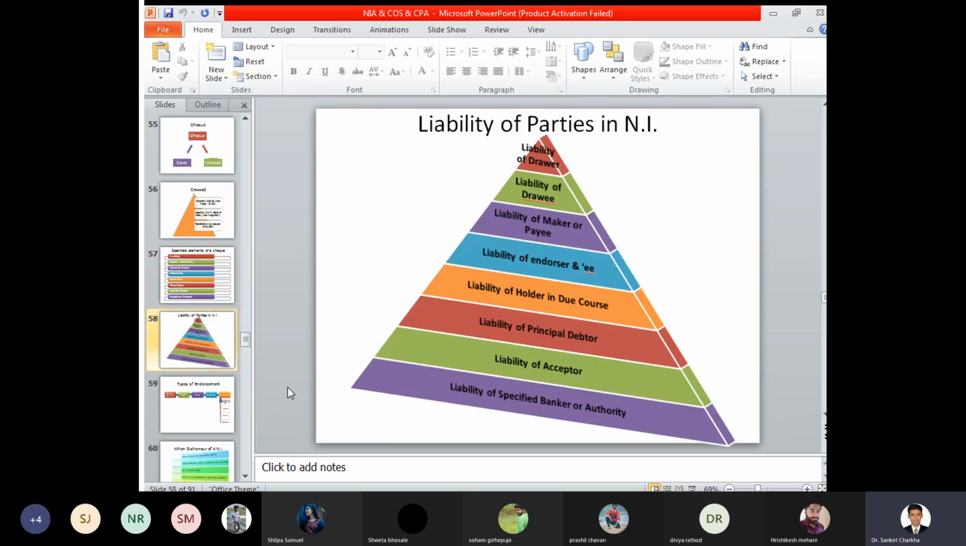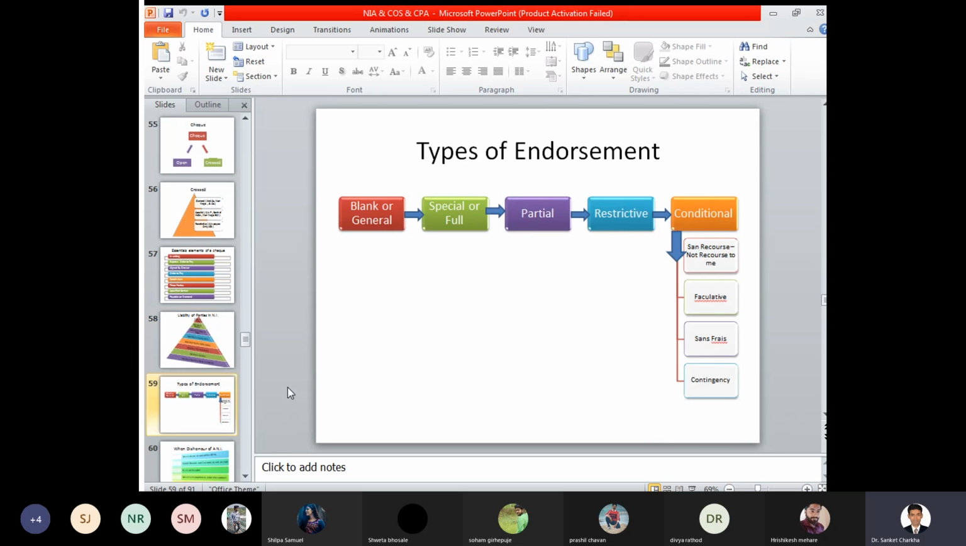Next is liability of parties in a negotiable instrument: liabilities of the drawer, liabilities of the drawee, liabilities of the maker or payee, then liabilities of endorser or endorsee, liability of holder in due course, liability of principal debtor, liability of acceptor, and lastly liability of a specified banker or authority. Types of endorsement: blank or general, special or full, partial, restrictive, and conditional. Further, we have seen the various other types of endorsement, that is sans recourse, facultative, sans prejudice, and contingency.